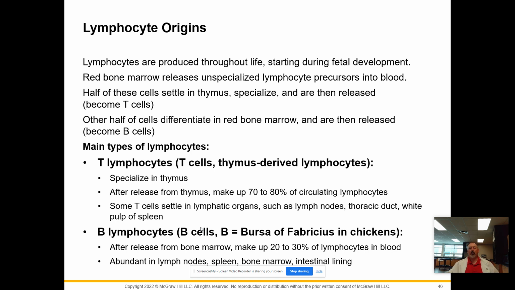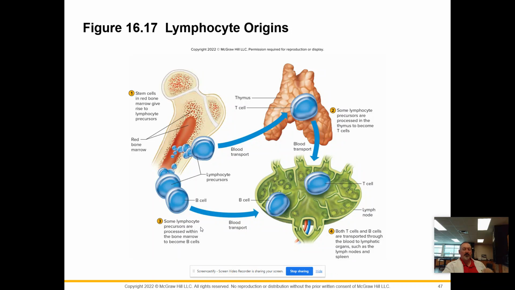So after the red bone marrow has made those lymphocytes, they're going to be released. These are going to be very abundant also in our lymphatic organs. They're going to be found in our lymph node, spleen, bone marrow, and even our intestinal lining. The intestinal lining, we'll get to that later on why that's important.